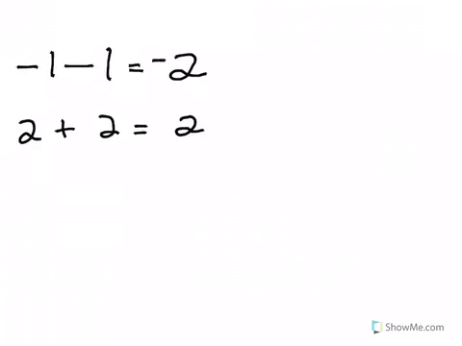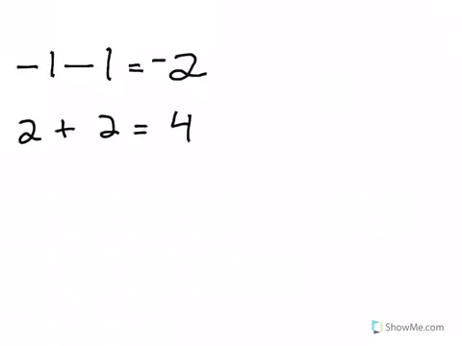I have -1 minus 1. I'm adding and subtracting. Both signs are the same, so that means I'm going to add and keep the sign. What's the sign? Negative. If I have 2 plus 2, both are positives, so I'm going to add and keep the sign, so it's 4.